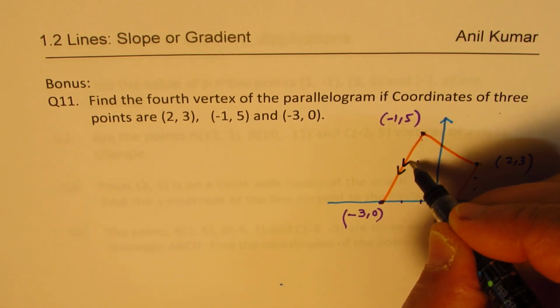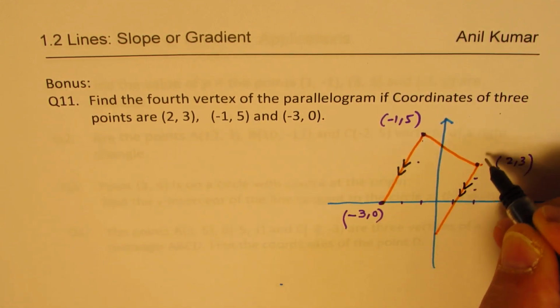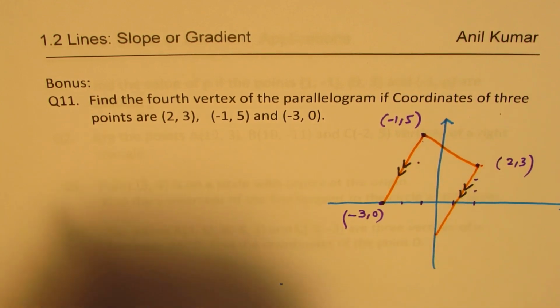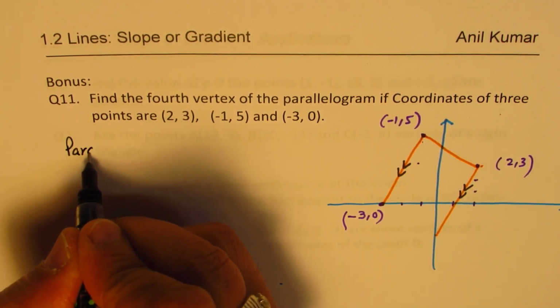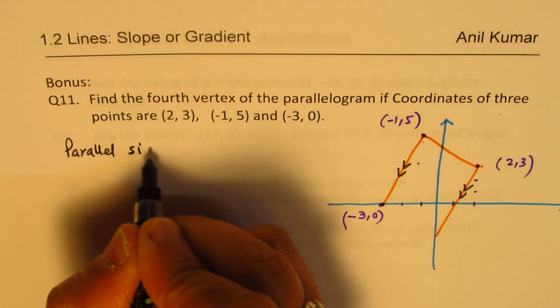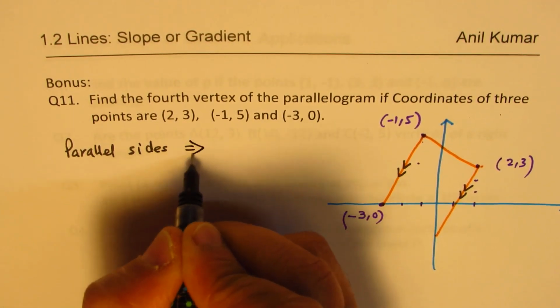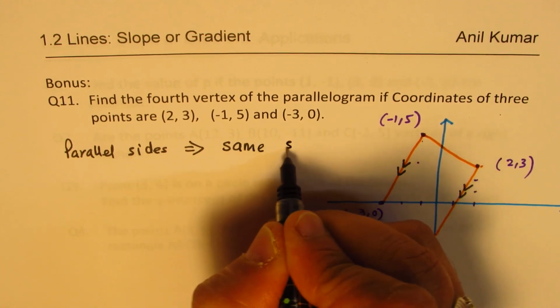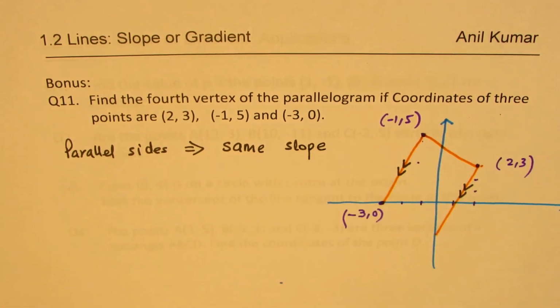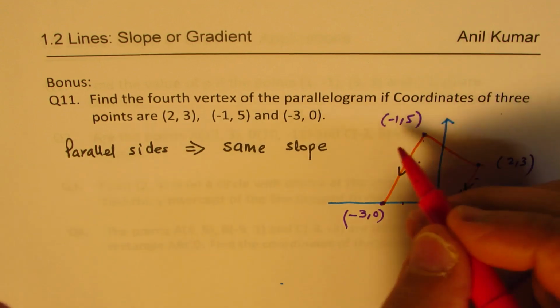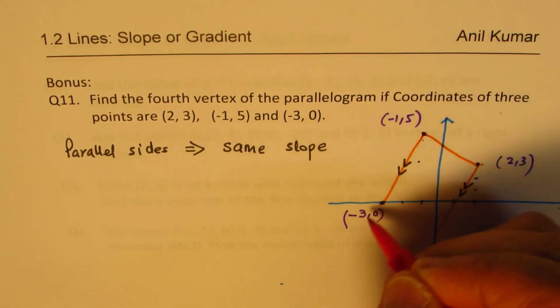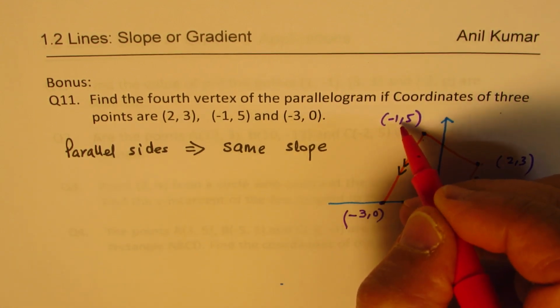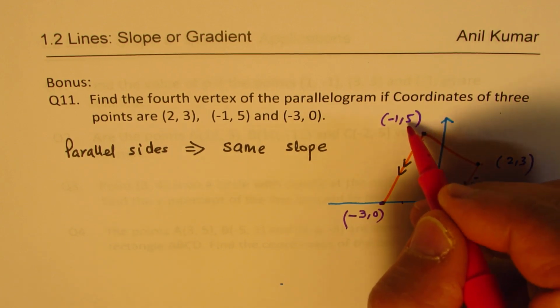So let's understand the concept. These two sides are parallel. Parallel sides means they have the same slope. So let's write down: parallel side implies same slope. Same slope means same rise over run, correct? Now, if you compare these 2 points, we are given these 2 points, right? (-1, 5) and (-3, 0). That means what? Well, 5 means you're going down.